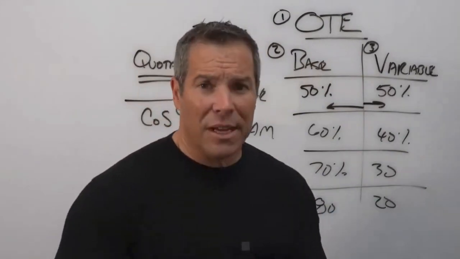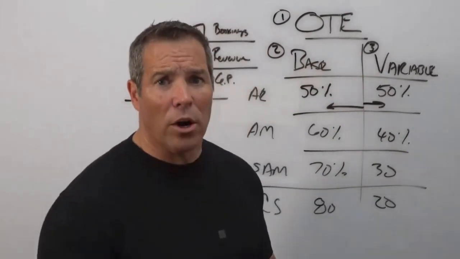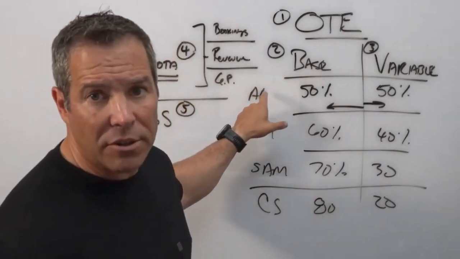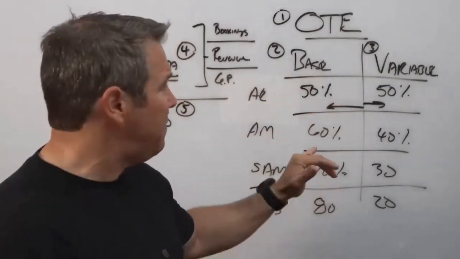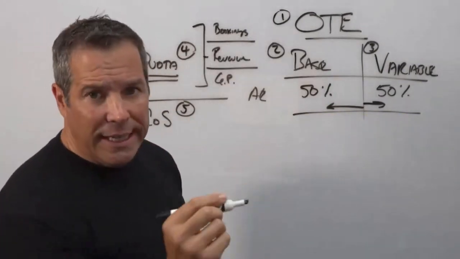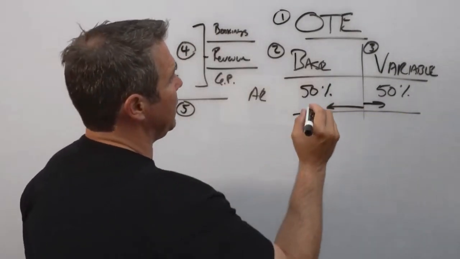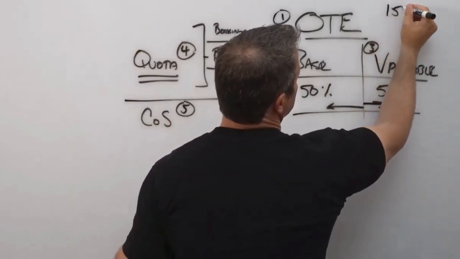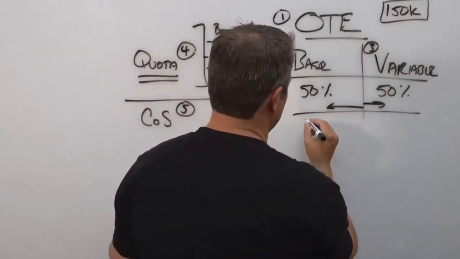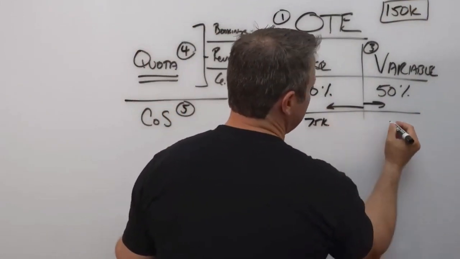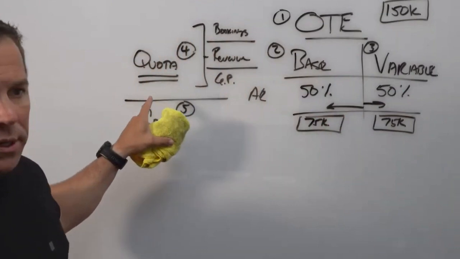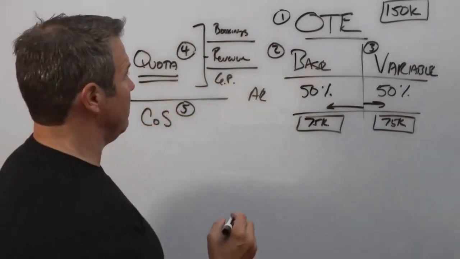Now, let's actually build a scenario out where we're working on an account executive role. We're going to keep things simple. Account executive role. We're going to have a 50-50 split between base and variable. So their OTE is 150K. We have a 50-50 split on their OTE: 75K base, 75K variable. Their quota is 600K.